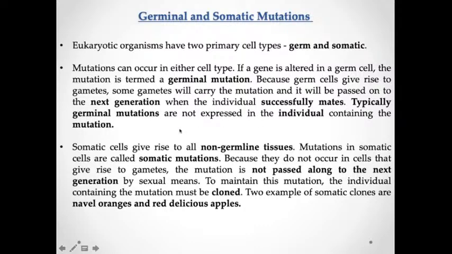Typically, germinal mutations are not expressed in the individuals containing the mutation, whereas somatic cells give rise to all non-germline tissues. Mutations in somatic cells are called somatic mutations, and because they do not occur in cells that give rise to gametes, the mutation will not pass to the next generation by sexual means. To maintain this mutation, the individual containing the mutation must be cloned, and two examples of somatic clones are navel oranges and Red Delicious apples.